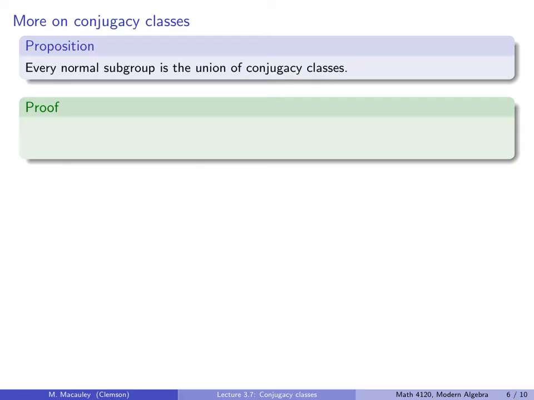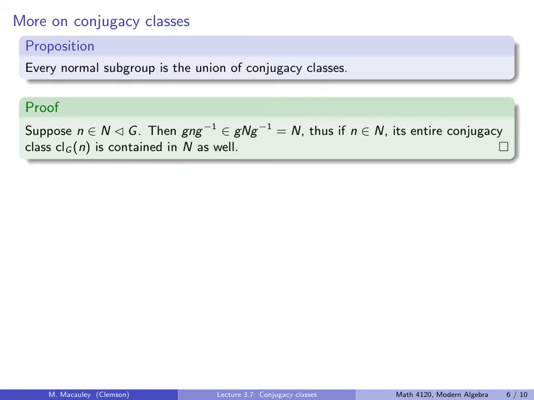Let's now prove some more results on conjugacy classes. Every normal subgroup is the union of conjugacy classes. So that means if one element is contained in a normal subgroup, all of its conjugates are as well. And I don't have much space for the proof, so that should suggest that it's quite short. Let's take an element, n, in a normal subgroup of G. Then any conjugate of n is trivially inside the conjugate of the corresponding subgroup. And because the subgroup is normal, that is equal to the subgroup. Thus, if n is in a normal subgroup, its entire conjugacy class is contained in the subgroup as well.